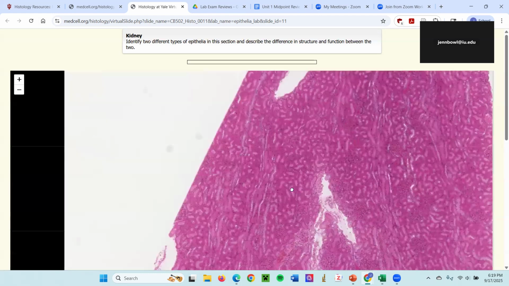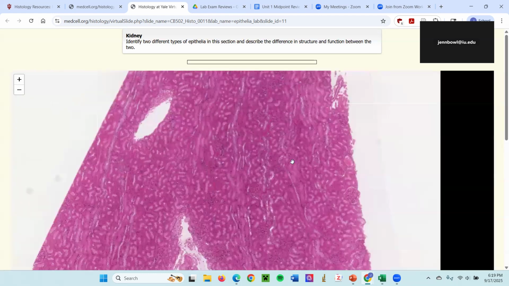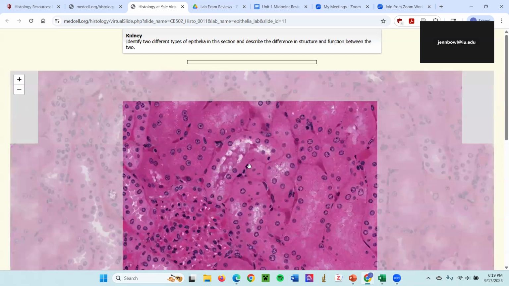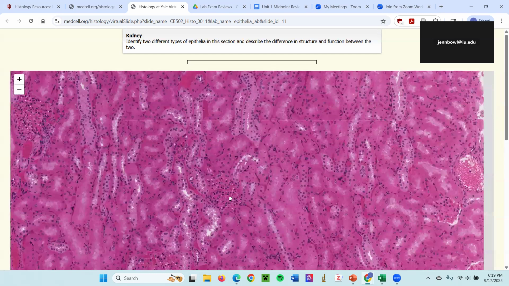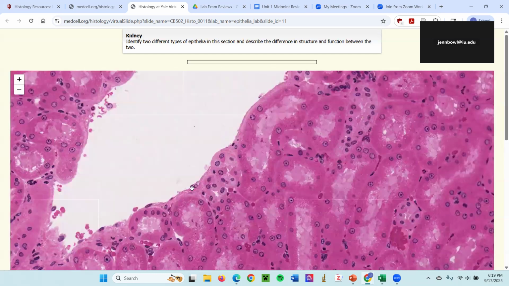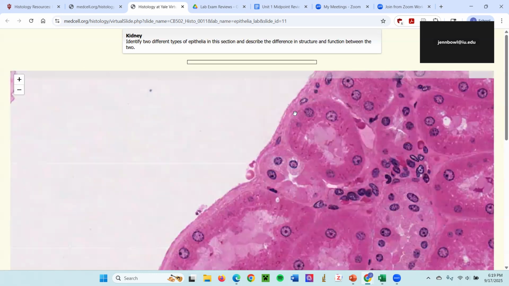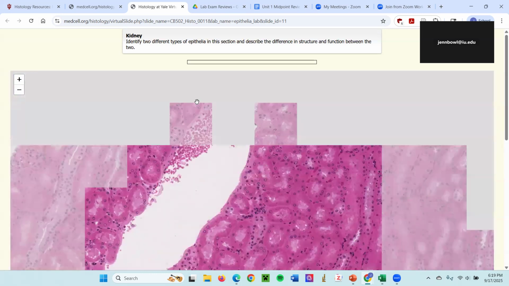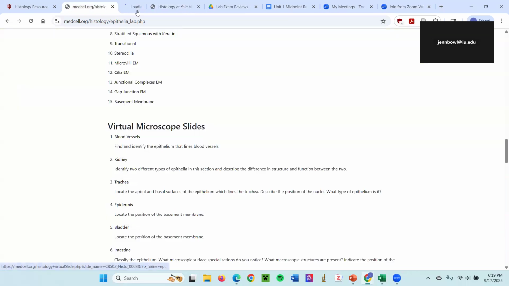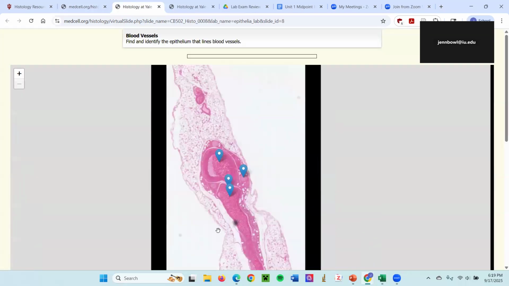It's a little trickier to find simple squamous. So let me just poke around here. If I can't find one here, we can always pop over to our static images. I'm gonna pop over here for a second. Try to find a really nice one for you guys.